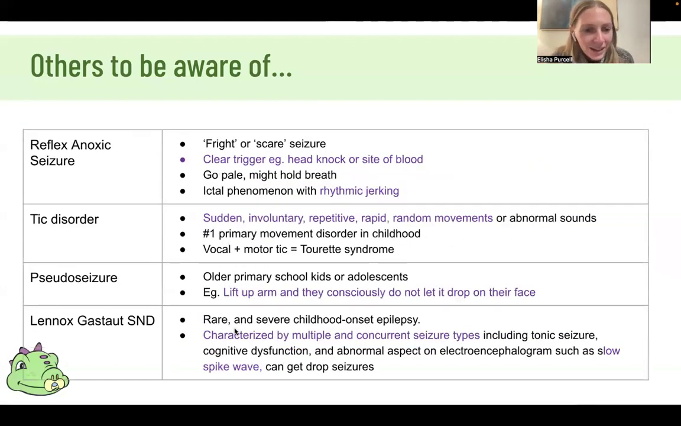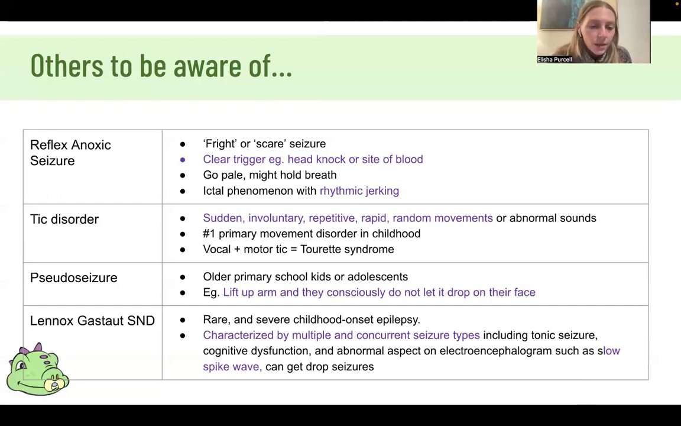All right, we're going well, we're nearly there. Next one's less common, but still important to know they exist. Reflex anoxic seizure. It seems like a fright or a scare. There's a clear trigger, like a head knock. They go pale as well, might hold their breath. And this one's got rhythmic jerking as opposed to the breath holding seizure. Next one, tic disorder. You probably already know this one: sudden involuntary, repetitive, rapid movements. Number one primary movement disorder in childhood. If you have a vocal and motor tic, it's Tourette syndrome.